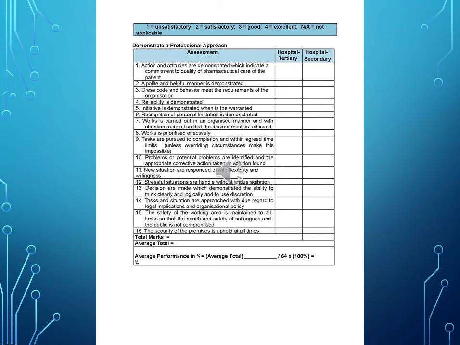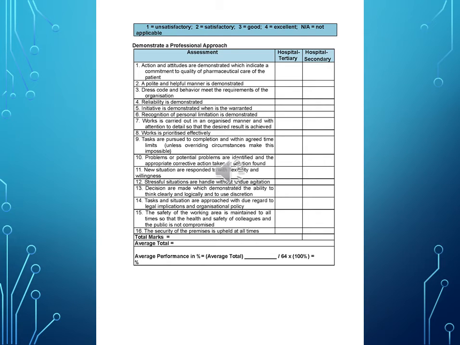PRP personal assessment by principal preceptors. 1 = unsatisfactory. 2 = satisfactory. 3 = good. 4 = excellent. N/A = not applicable. Demonstrate a professional approach. Assessment: hospital tertiary, hospital secondary. 1. Actions and attitudes are demonstrated which indicate a commitment to quality of pharmaceutical care of the patient. 2. A polite and helpful manner is demonstrated. 3. Dress code and behavior meet the requirements of the organization.